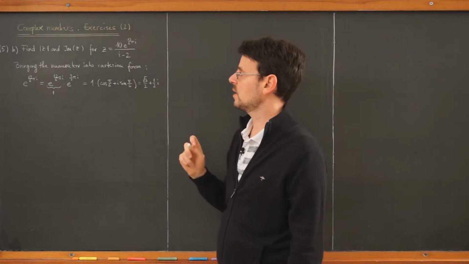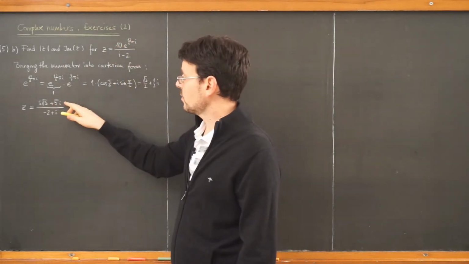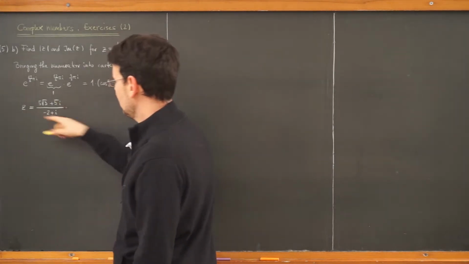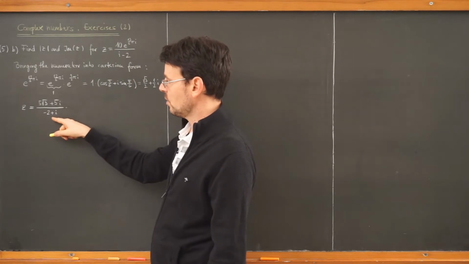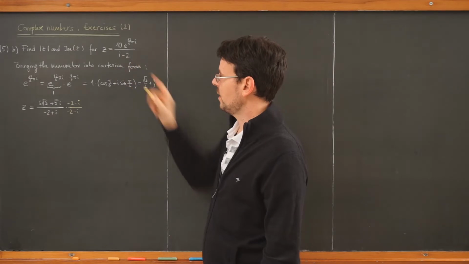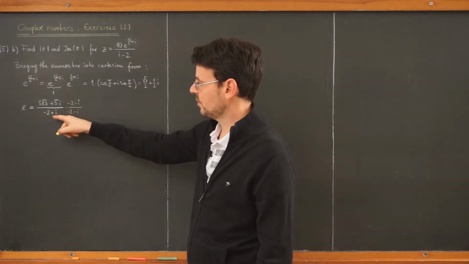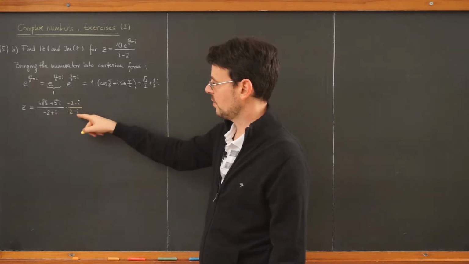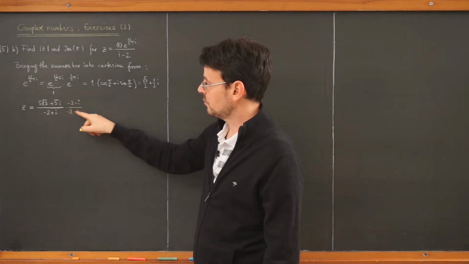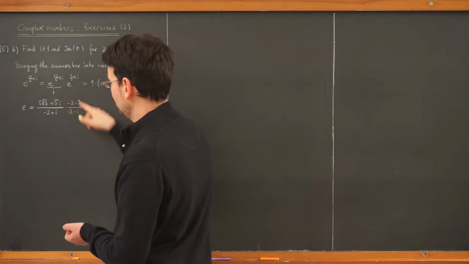And now we can calculate this fraction here. So the numerator looks like this, and now we use the same trick as always. We extend this fraction here with the complex conjugate of the denominator. And here I switched the I and the minus 2 so that it is obvious that the imaginary part is plus 1. So the complex conjugate of the denominator is minus 2 minus I, and so we extend this fraction here with this.